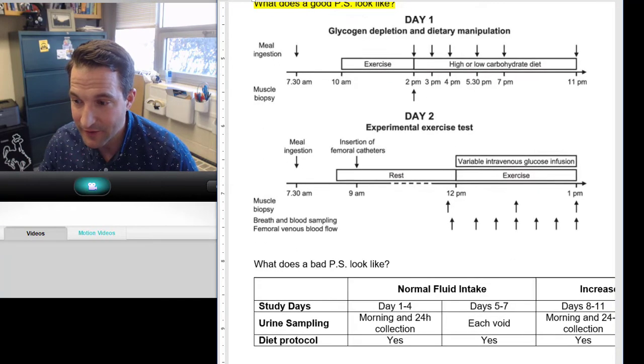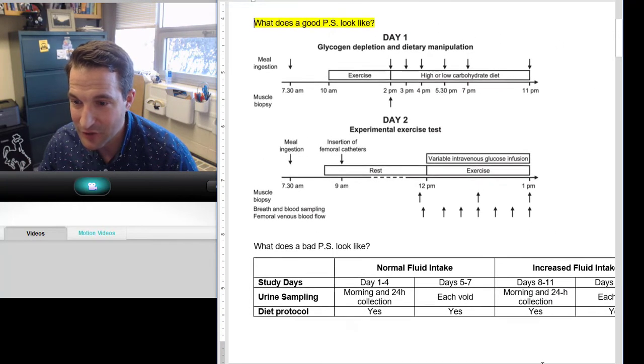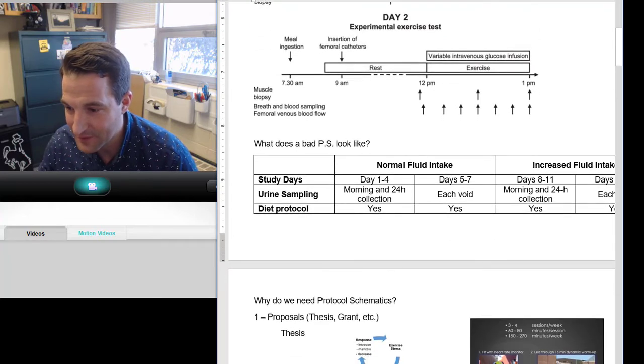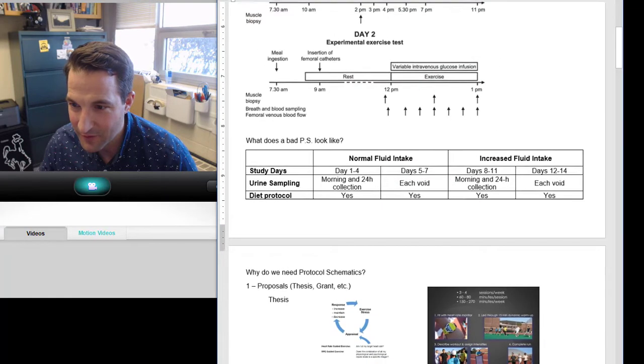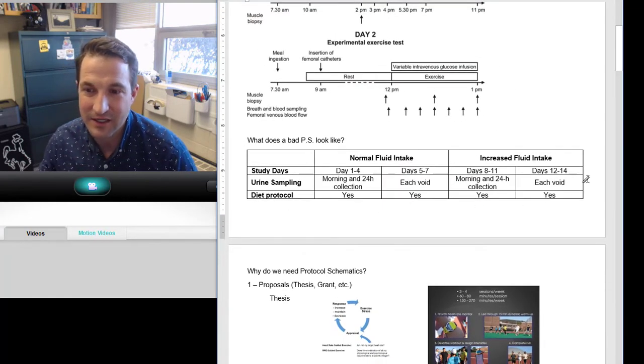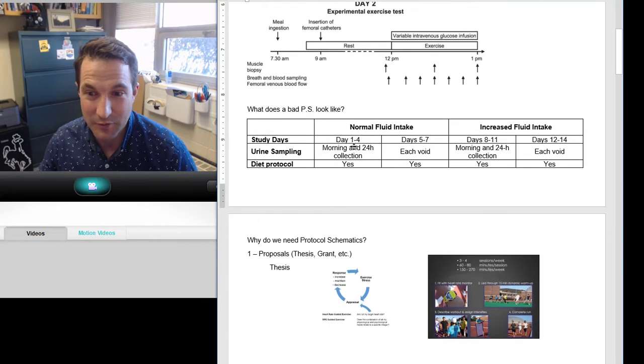Let's zoom out here and let me show you an actual example of one that I recently received. Let's see if I can do this. Yeah, and we'll zoom out just a little bit more. Here is a protocol schematic that I actually received as a part of a recent article to review. And I looked at this and I said, this needs to go back to the authors. They need to redo this.